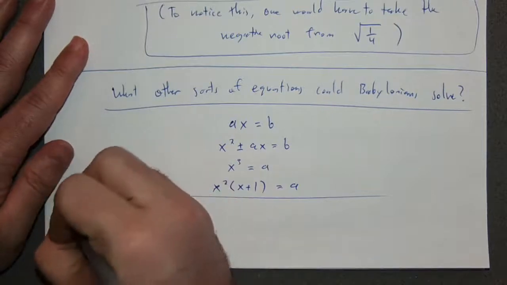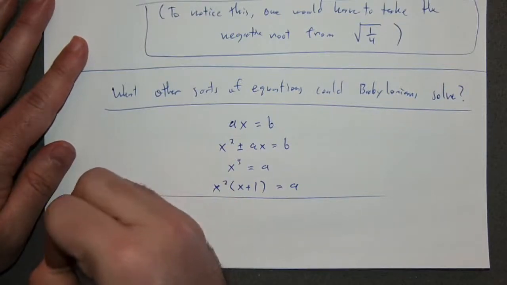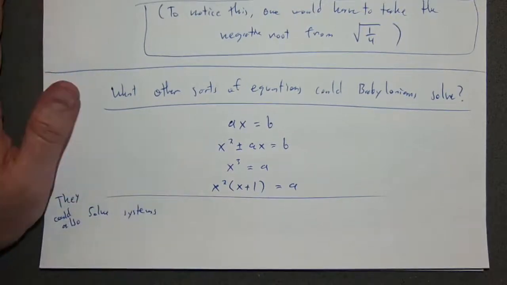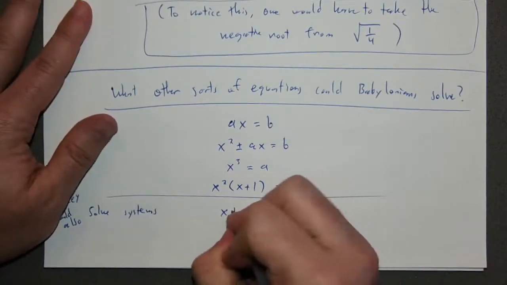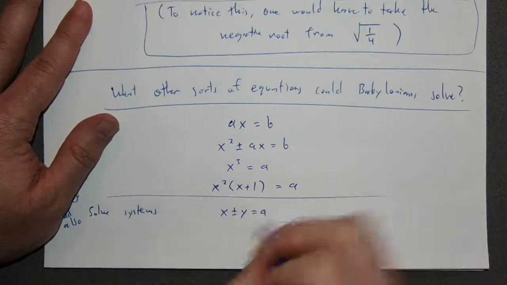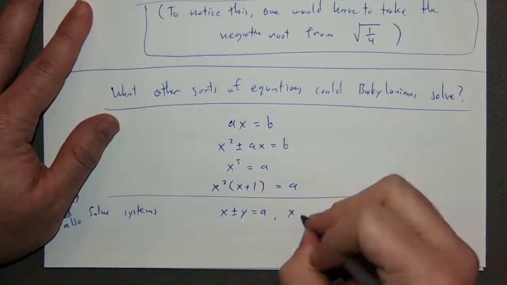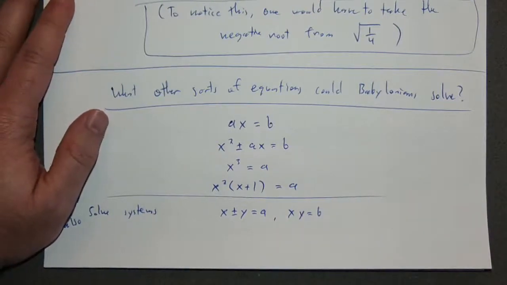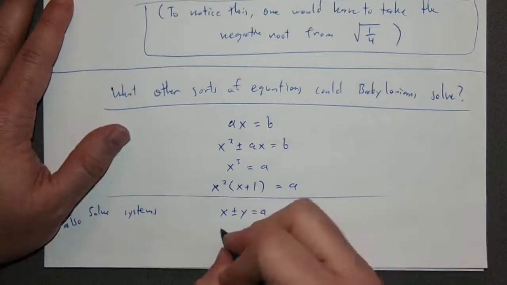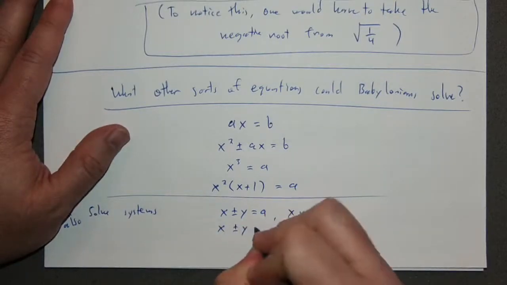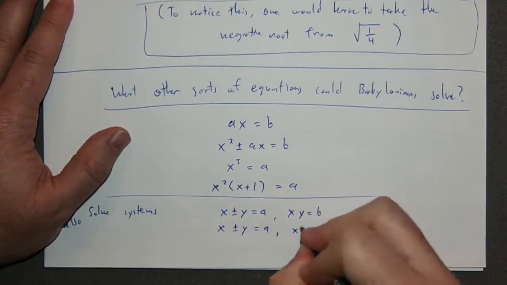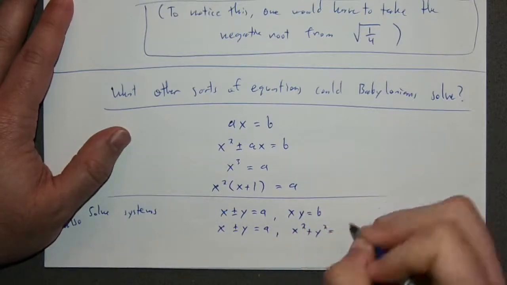They could also solve systems like x plus or minus y is equal to a, xy is equal to b. They could solve a system x plus or minus y is equal to a, x squared plus y squared is equal to b.